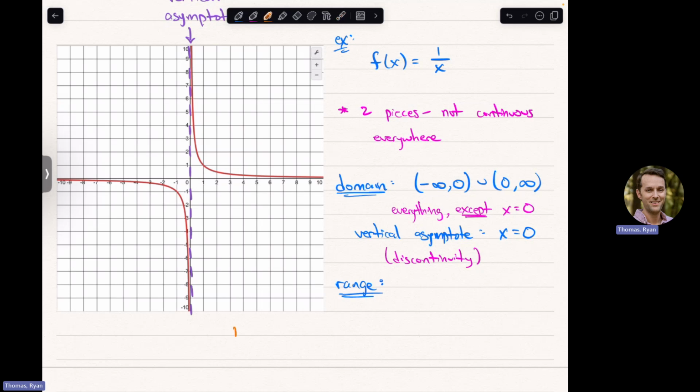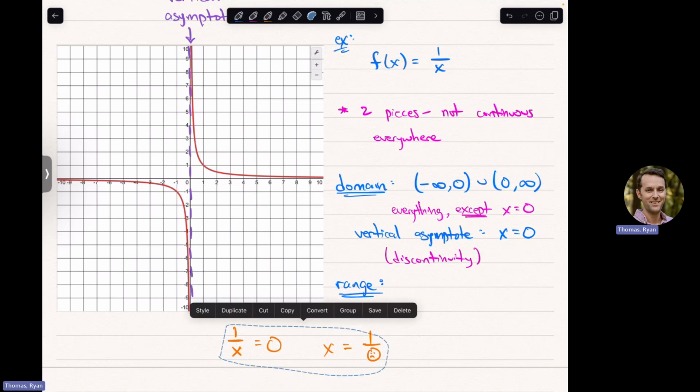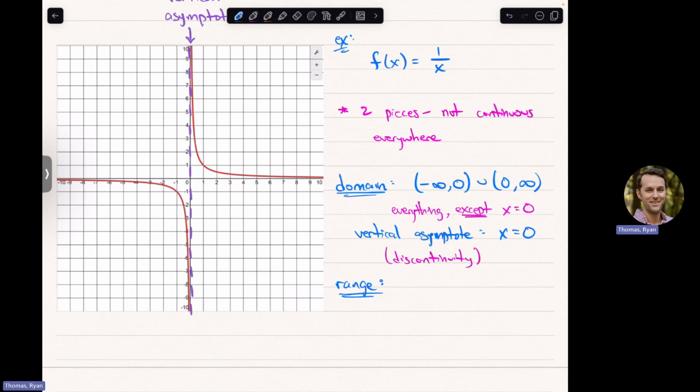This makes sense if we think about it. If I try to solve 1 over x equals 0, I'm not going to be able to do that, right? That's not going to work. A way to solve that would be to take reciprocals of both sides. But 1 over 0 is, again, undefined. So because that doesn't have any solutions, the range is also everything except for 0, because this is never going to cross through y equals 0.